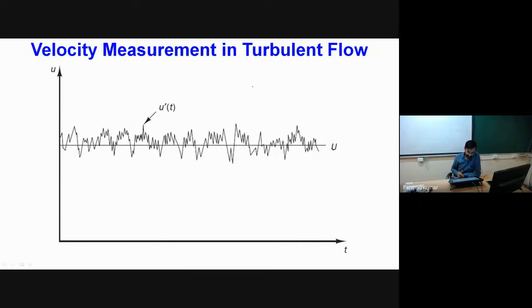So let me start with a simple example. Over here I have considered measurement of velocity in turbulent flow. Let us consider that we may have any physical situation. It may be flow through a pipe, it may be flow over a flat plate, any situation. At the moment, let us consider that it is flow through a channel. While this flow is happening through a channel, if we consider that our situation is steady, it means we will not have any dependence on time.